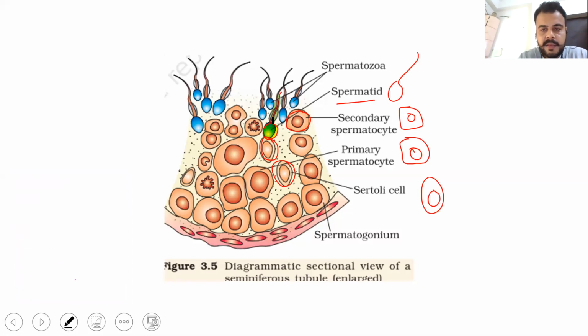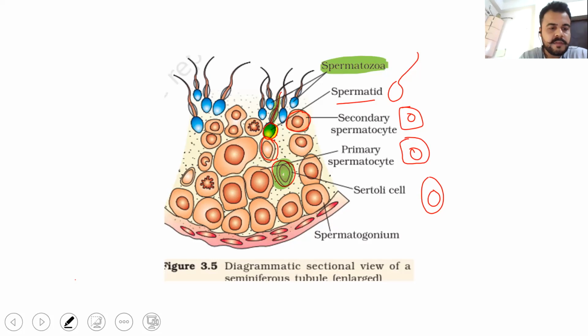And then finally, when the sperms are released, they are referred to as spermatozoa. The spermatozoa will be released, and they are embedded for obtaining nutrition into the Sertoli cells. So spermatids will differentiate because of the growth factors and hormonal changes, as well as because of the nutrition provided by the Sertoli cells. So this is the Sertoli cell, as you can see over here.